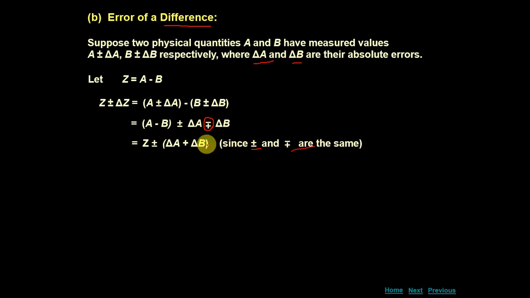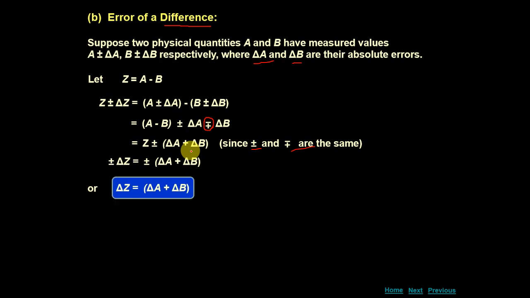So what we are going to write here, Z, which is A minus B, plus minus delta A plus delta B. So plus minus delta Z is what? That is again plus minus delta A plus delta B. So we can write here, in case of difference also, the absolute errors in difference will get added.